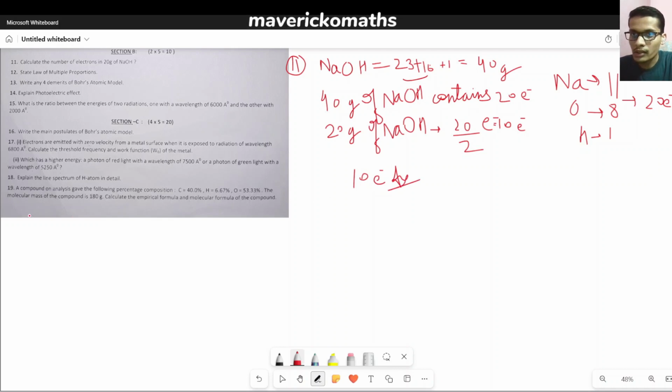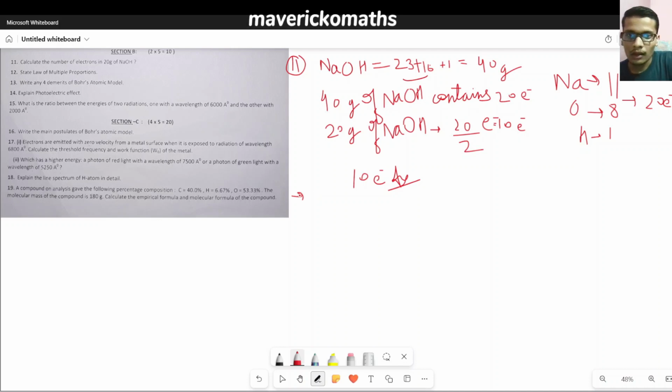Next is the law of multiple proportions, that is for you, and 4 demerits of Bohr atomic model is also for you. Next, photoelectric effect is also for you. See, I will discuss only one demerit of Bohr atomic model, that is, it could not explain the line spectrum of multi-electronic species except for hydrogen. Like hydrogen is only single electronic species, so it explains that. But in case of multi-electronic species, Bohr's atomic model fails. The other two, you can add that it could not explain the Zeeman effect or the Stark effect.